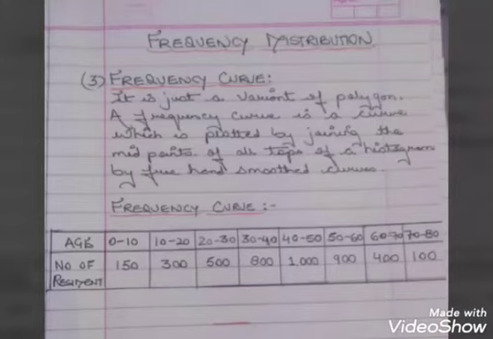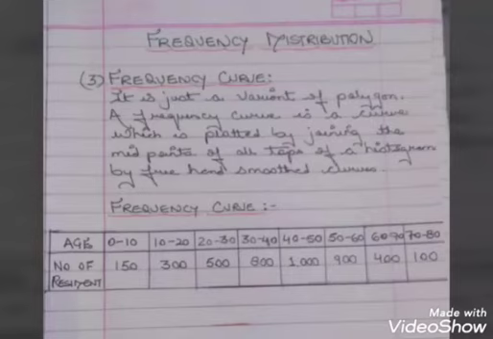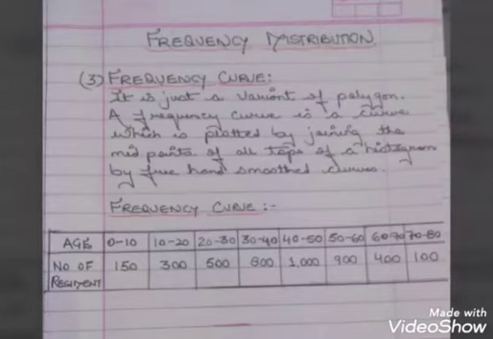So when we talk about frequency curve, we say a frequency curve is a curve which is plotted by joining the midpoints of all tops of a histogram by freehand smooth curves. That means under frequency curve, first we draw a histogram, and after that the top points of the histogram are joined together. But we join them with a free hand and make a smooth curve. That means we do not make straight lines.